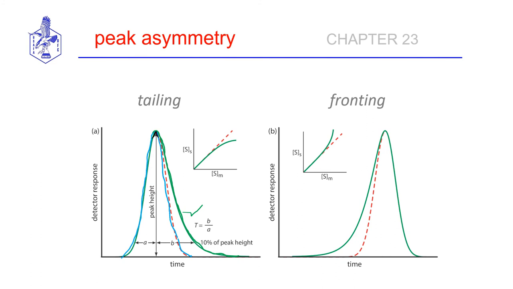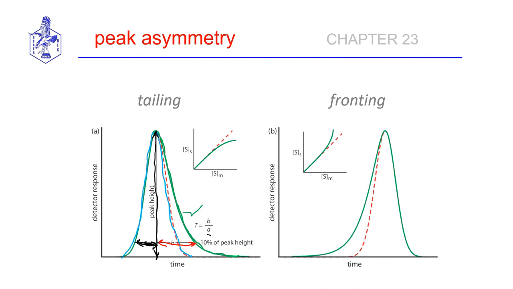Okay, in which you would draw a line to the top of this peak first, and then you would measure the distance between the front and that peak there. That's the value A. And then we would measure this distance B. Okay, and that ratio of B over A is the tailing factor.